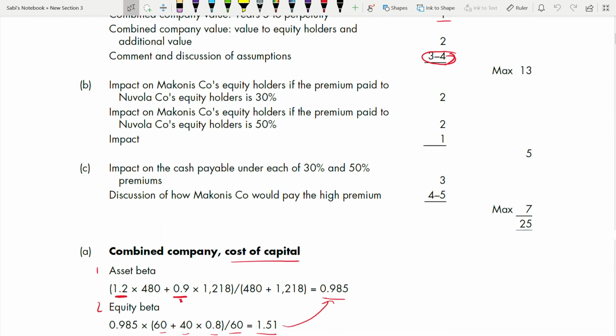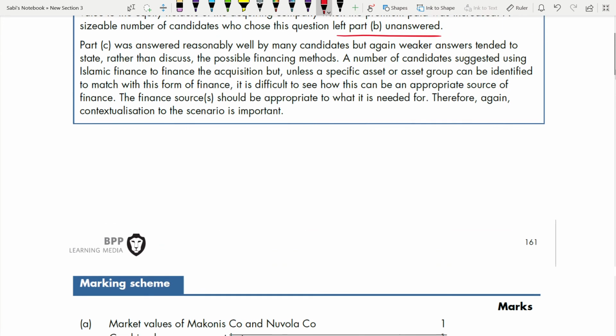So, part C, impact on the cash payable under each 30 and 50 is 3. And if you see higher marks is for your discussion. How Macon is going to pay higher premium. So, they talked about more debt, issuing more equity shares, right? Now we'll see part C.